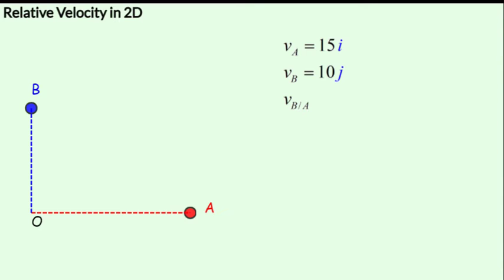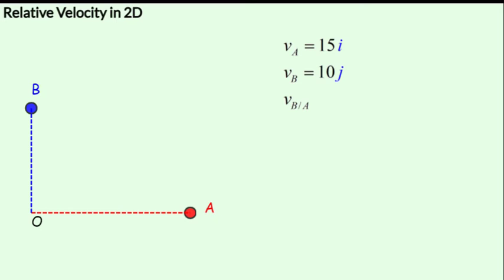A is fired with a uniform velocity of 15 meters per second, and B is fired with a uniform velocity of 10 meters per second. There is no acceleration in either the x direction or the y direction. We have to find the velocity of B with respect to A.